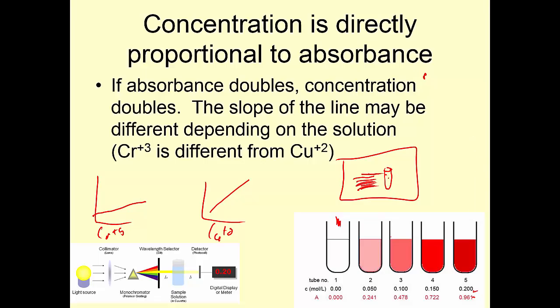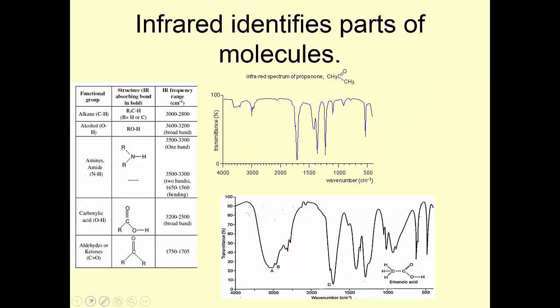And then because this is colored, it absorbs some of them. So if I shoot light in, and out comes less, then I can determine the ratio of it and compare it and figure out the concentration. Infrared radiation helps us identify parts of molecules. Okay, so we need to know that infrared identifies parts of molecules.